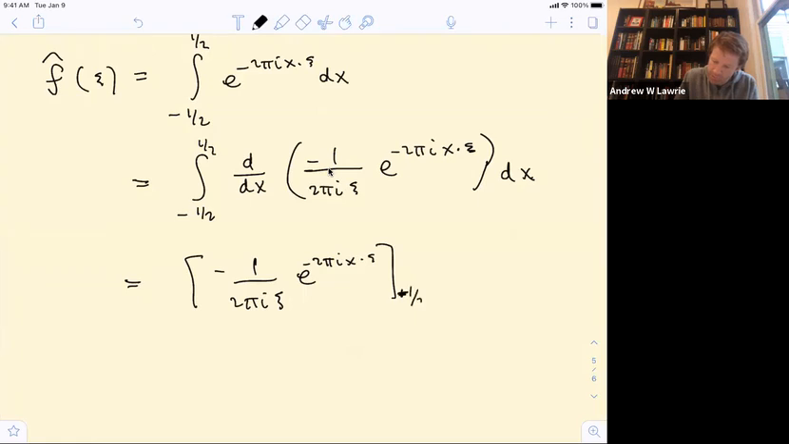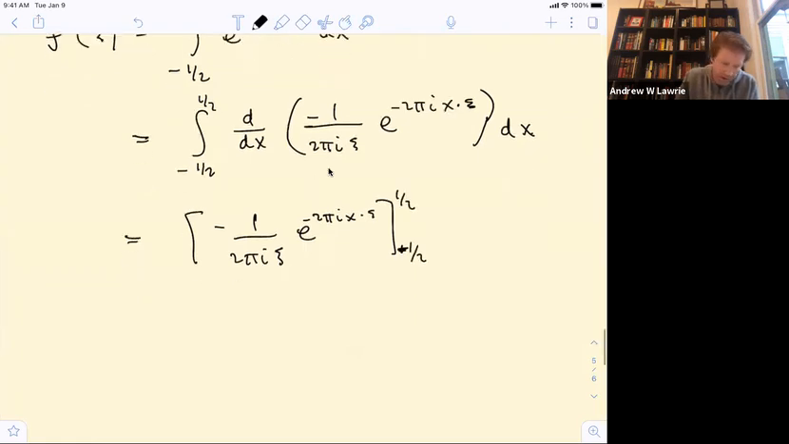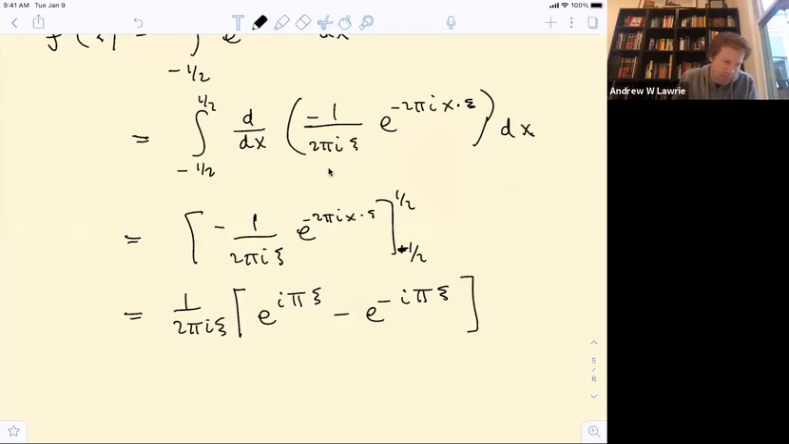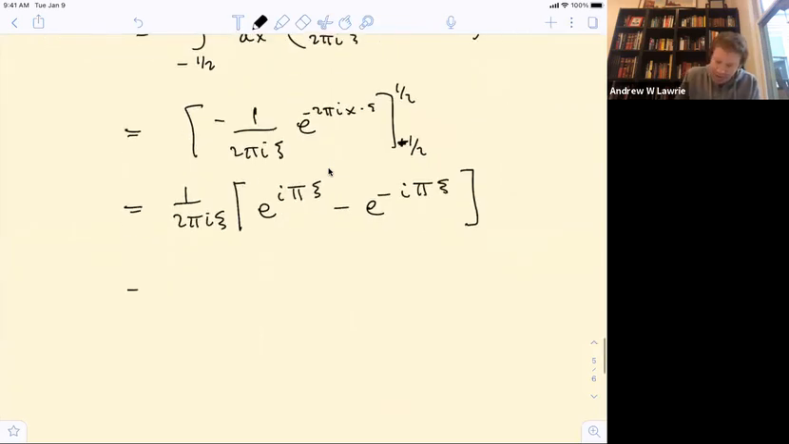Minus 1/2, 1/2. And if I do this, it's just 1 over 2 pi i, e to the i pi c minus e to the negative i pi c. Sorry, I forgot c here. Which is just equal to sine of pi c over pi c.